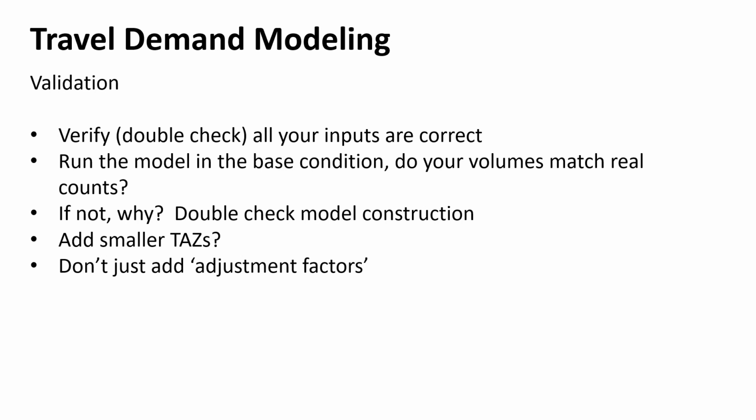We run it and we check and make sure that it matches our current counts, right? If it can't even predict what we know our current road counts are, then it's not a very good model, right? So that's one way we validate it. Through there, we have to go back and double check the model construction, right?